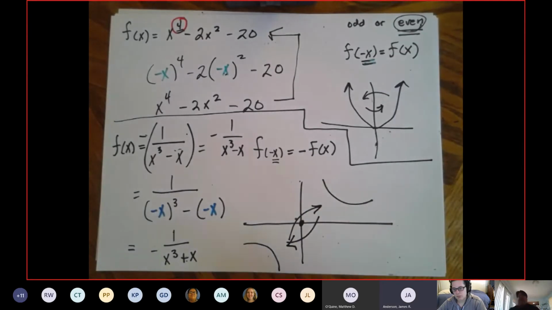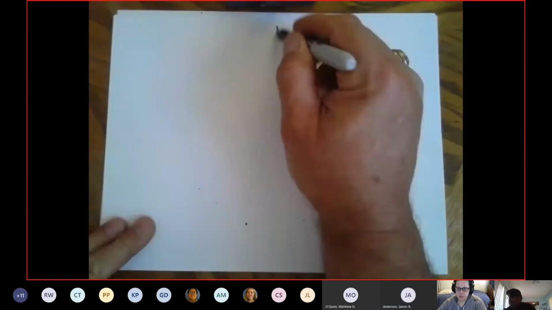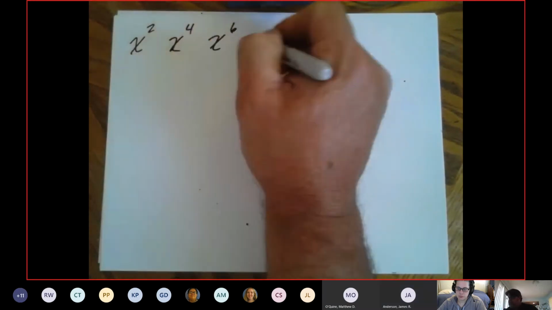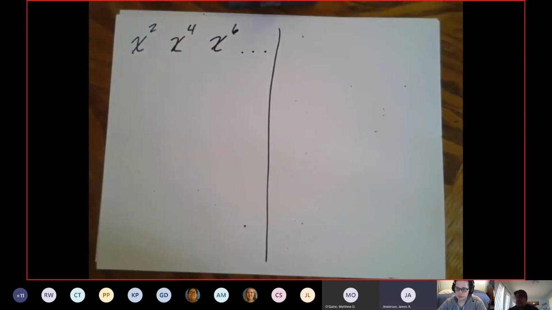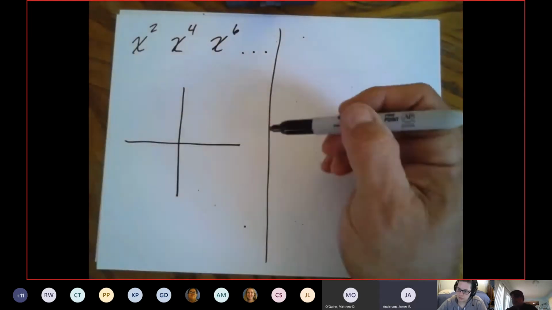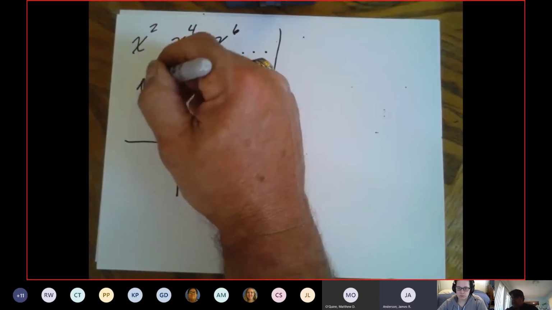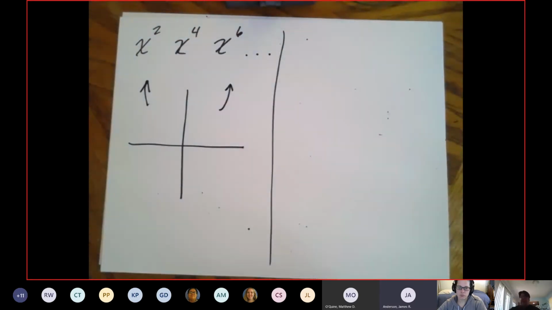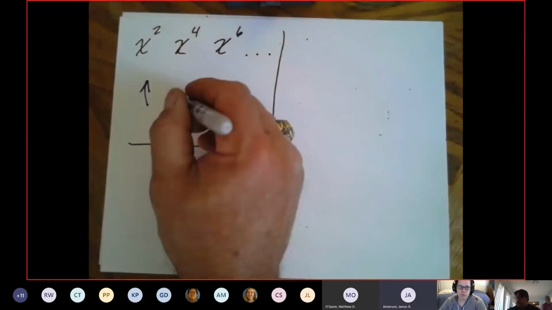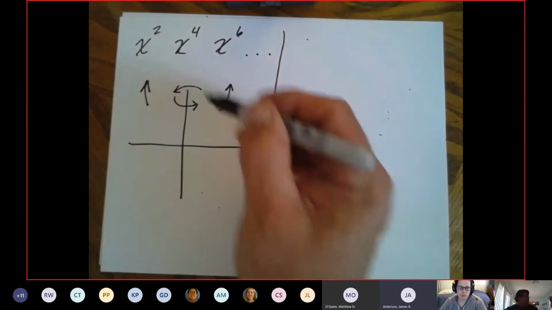If you think about the ending behavior of a polynomial, let's talk about the ending behavior. What's the ending behavior of an even function? x to the second, x to the fourth, x to the sixth, dot, dot, dot. What does it look like? Well, it's a parabola, right? And a parabola looks like this. Well, that is symmetrical. Those two ends are symmetrical around the what?